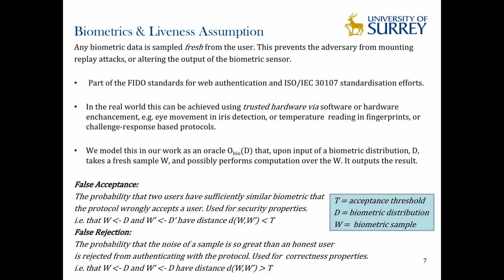Then we have false rejection, which is the probability that two samples from the same biometric are far enough apart that the measured distance is above t. This error probability will affect the definition of correctness for our scheme. We note that the value of this threshold t is dependent on the accuracy of the biometric scanner as well as some parameters set in the instantiated protocol.